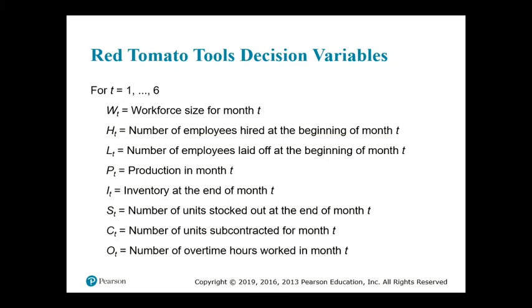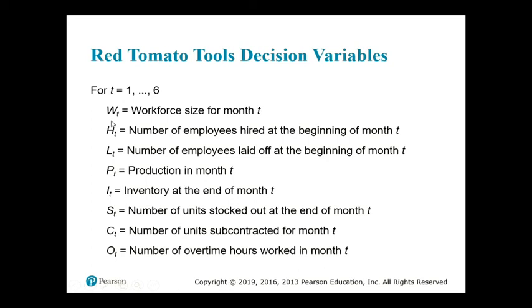Decision variables. So we have quite a few things to decide for each period. Right. Our planning horizon is six months. So we have periods T equals 1 through 6. And in each T, we need to decide all of these decision variables.